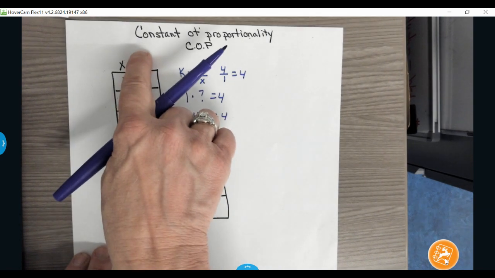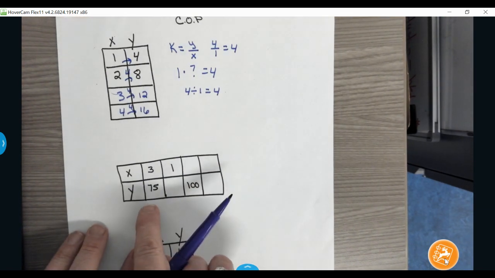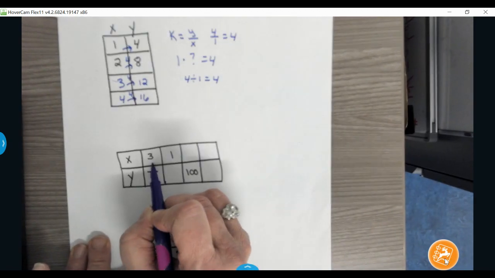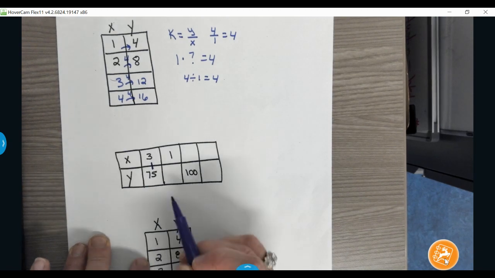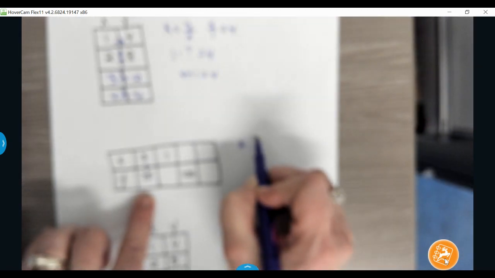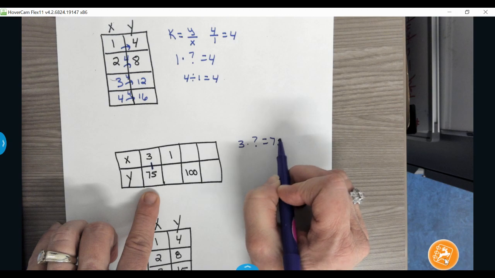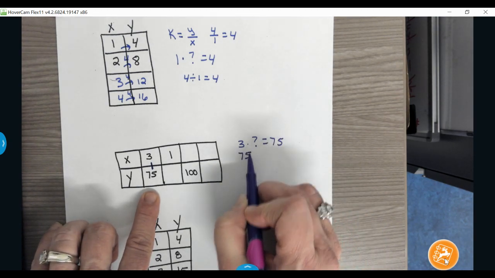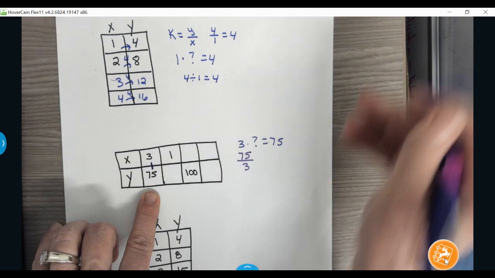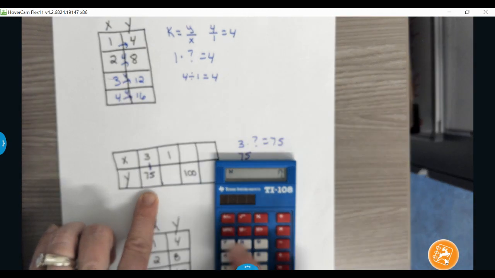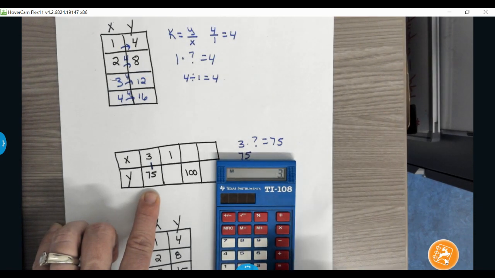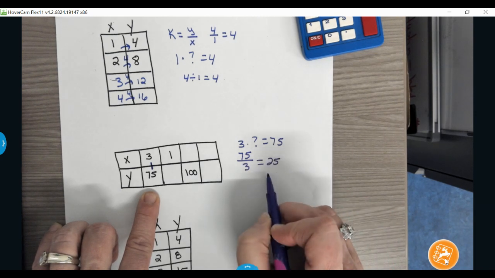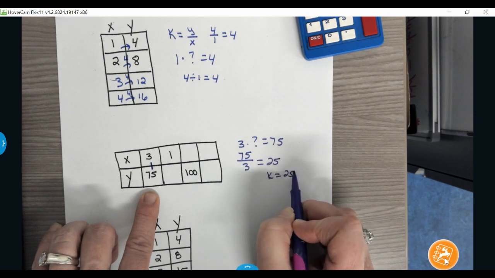This is a vertical table, and then this is a horizontal table. Exact same kind of concept. We have to figure out the relationship between these two. And it is 3 times something needs to get me 75. Well, I can't see that in my head. So then I'm going to go 75 divided by 3. And if I use my calculator and I go 75 divided by 3, I get 25. So the constant for this table, the K for this table, is 25.